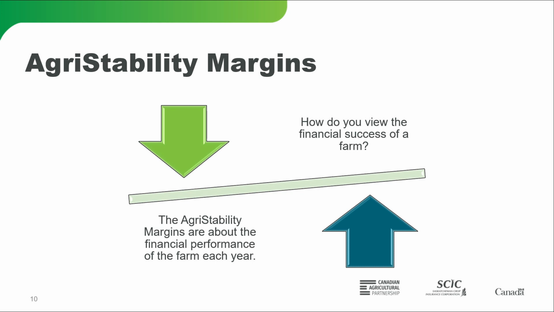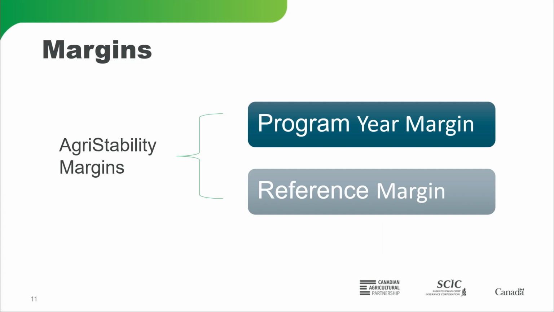And the reference margin is made up of your previous 5 years of program margins. And we use the Olympic average. So with that reference margin, if you've got the full 5 years of history, we drop the lowest margin and the highest margin, and the remaining 3 years we average, and that becomes your historical reference margin that we compare the program year margin to.